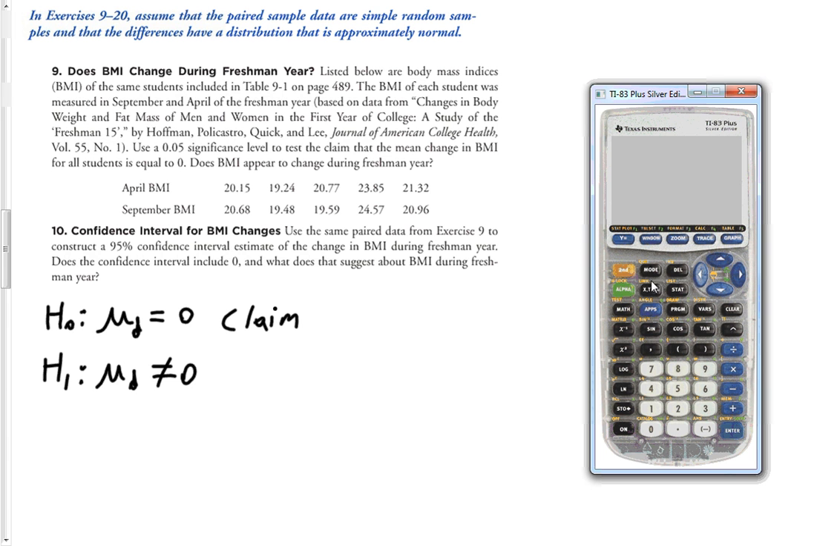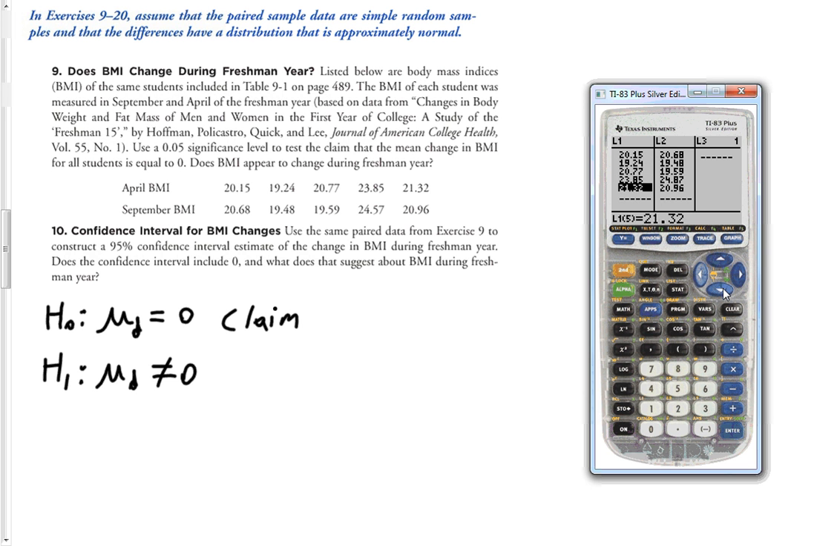So let's see how we get here. We would turn the calculator on. We would press stat, and go to edit, number 1 here. Now we get to edit our lists. In list 1, I'm going to put the April BMIs 20.15, 19.24, and so forth. And in list 2, I'm going to put the September BMIs.